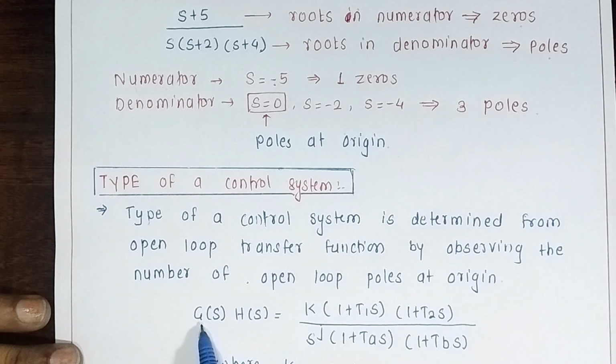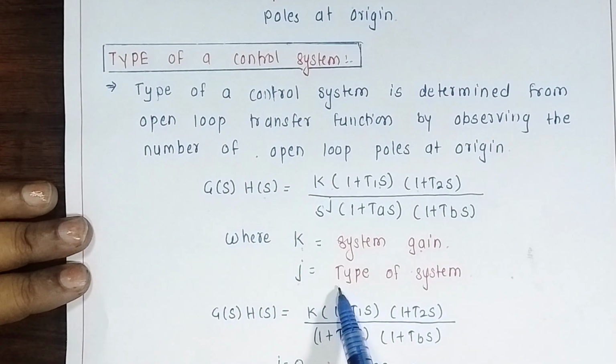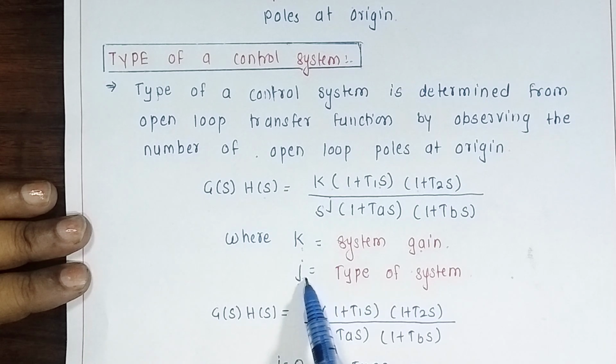So let us take one open loop transfer function G(s)H(s), and a general representation of this transfer function is K(1 + T1s)(1 + T2s) / (s^j (1 + Tas)(1 + Tbs)). Now in this equation, what is K? K is called the system gain, and j is nothing but the type of the system. So with the help of the value of j, we can identify the type of the system.